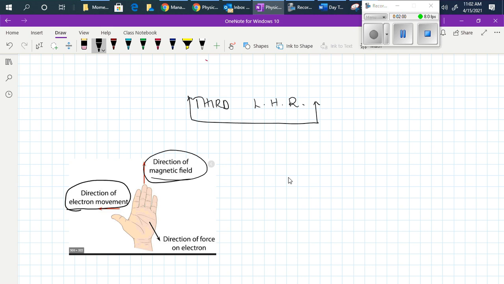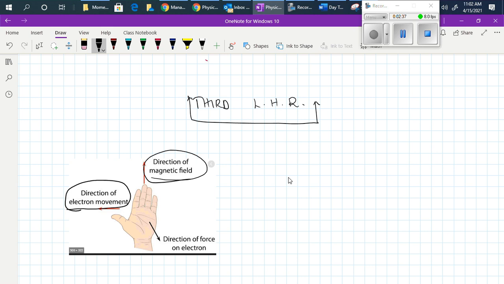Now, those three directions are perpendicular to each other. So if you open your left hand and then tie your fingers together and open your thumb, you will see that the fingers and the thumb will create a 90-degree angle or close to it, and a force or a vector starting at your palm and going away from your palm will also create a 90-degree angle.